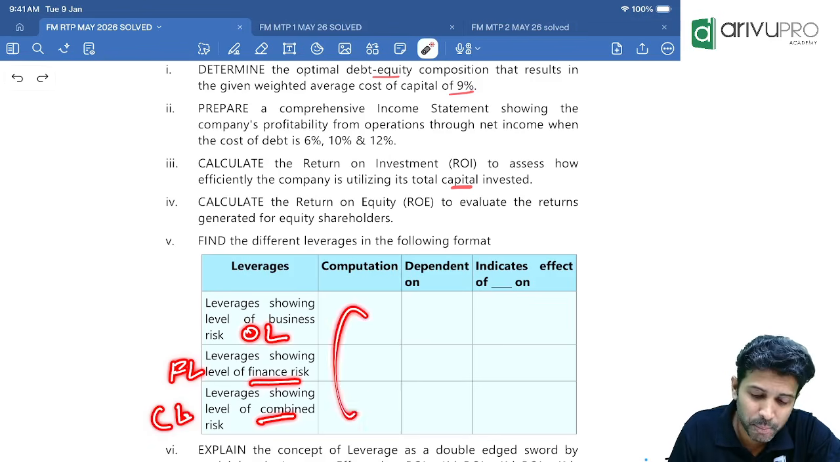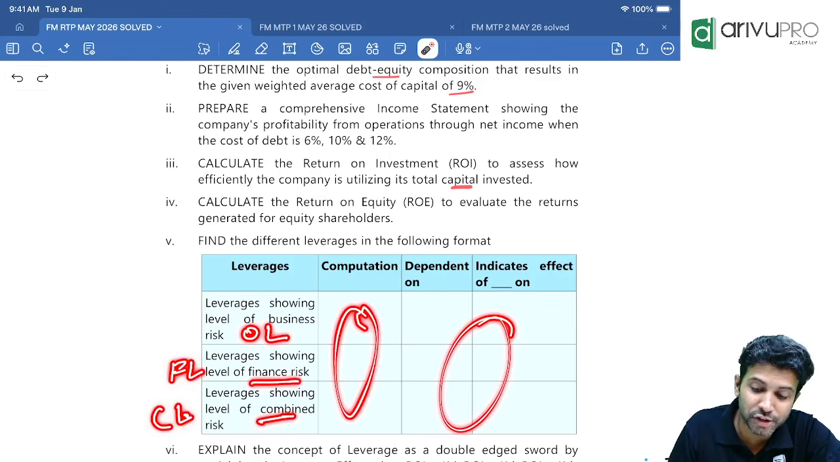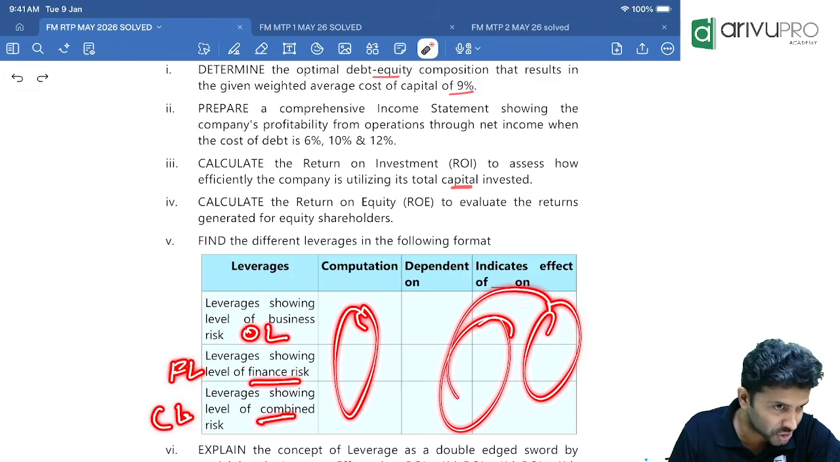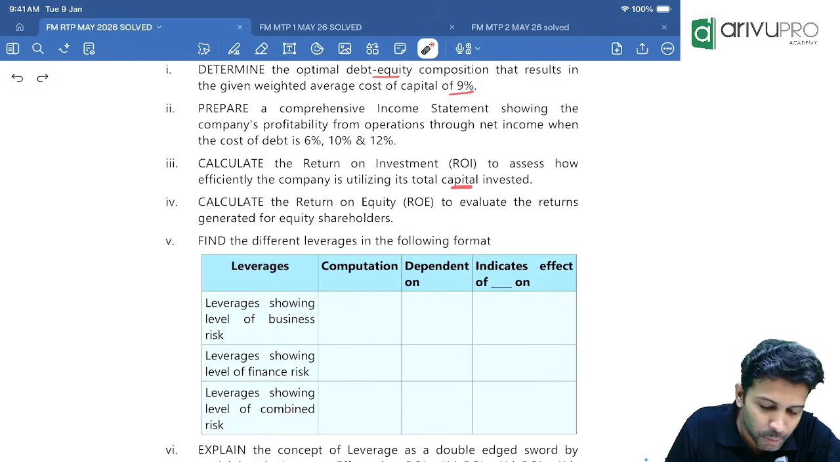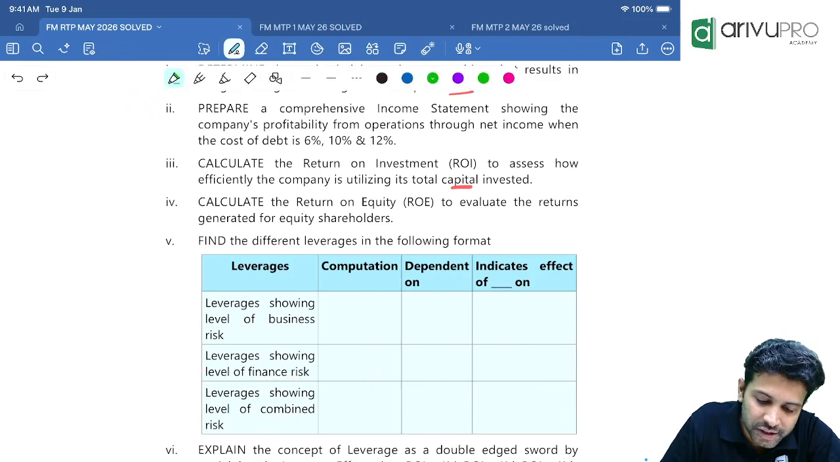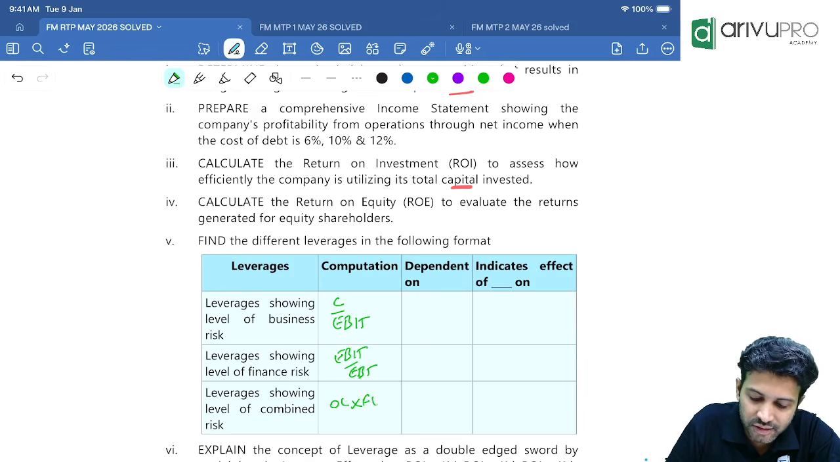And now they're saying computation. You have to present leverage in this way, in this table format. What computation, you already know. What is the operating leverage formula? Contribution by EBIT. Financial leverage? EBIT by EBT. It's OL, FL, or CL, which is OL into FL.